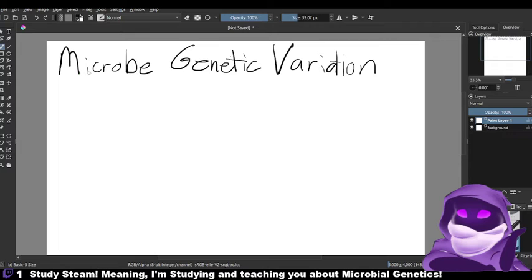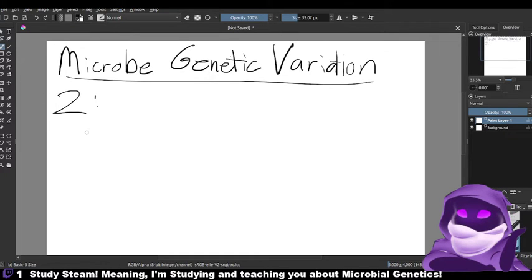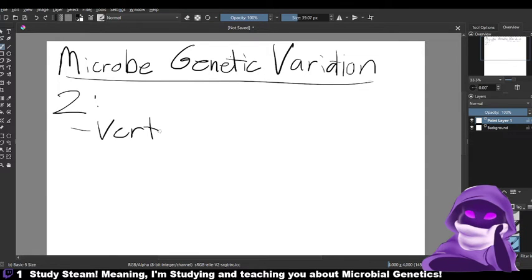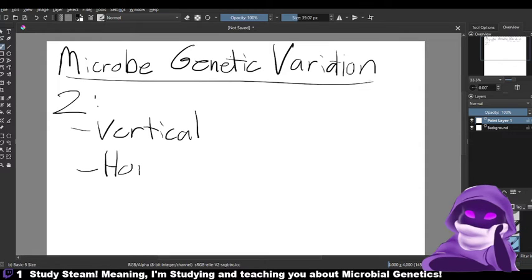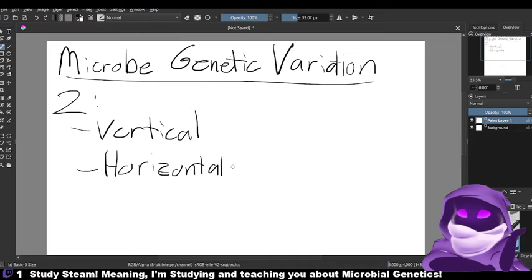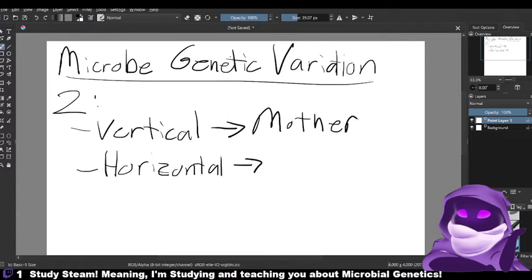Anyways, generally speaking, there are two different ways that you can get genetic variation if you are a microbe. So two ways, and that is going to be through vertical or horizontal gene transfer. Vertical is from mother to daughter cell.